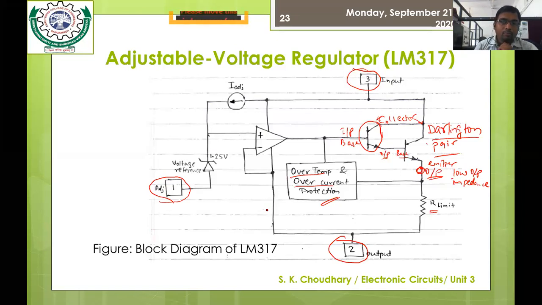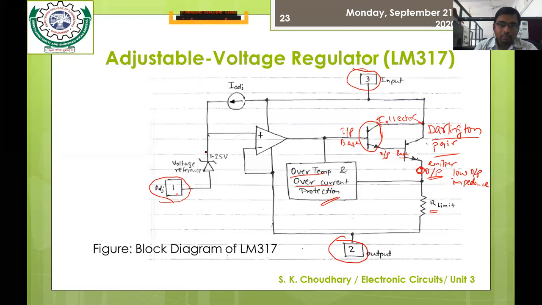Now come to the non-inverting terminal of this op-amp. This is connected to one Zener diode, and the Zener diode here acts as a reference voltage source. The anode terminal of the Zener diode is connected to one pin that is called the adjustable pin, and the cathode terminal is connected to the non-inverting terminal of this op-amp.